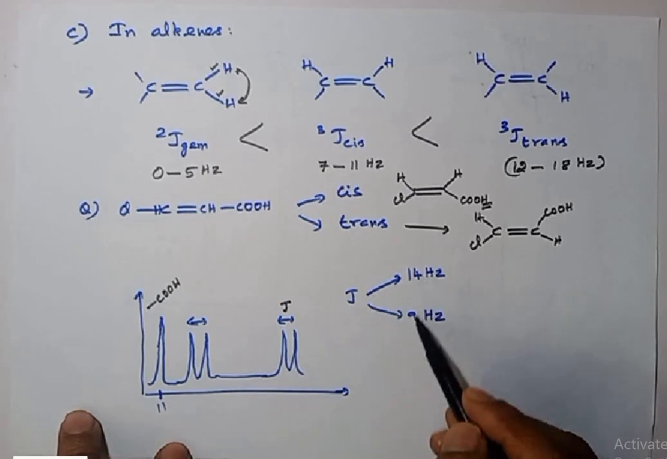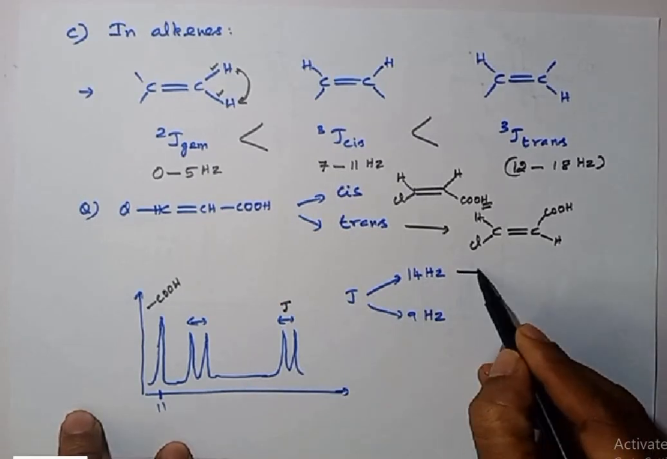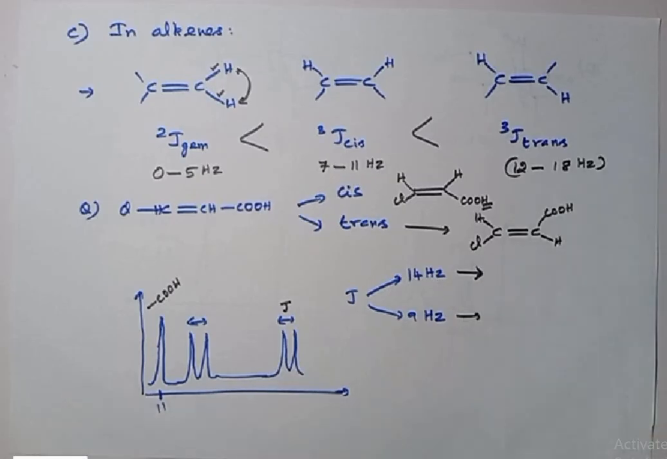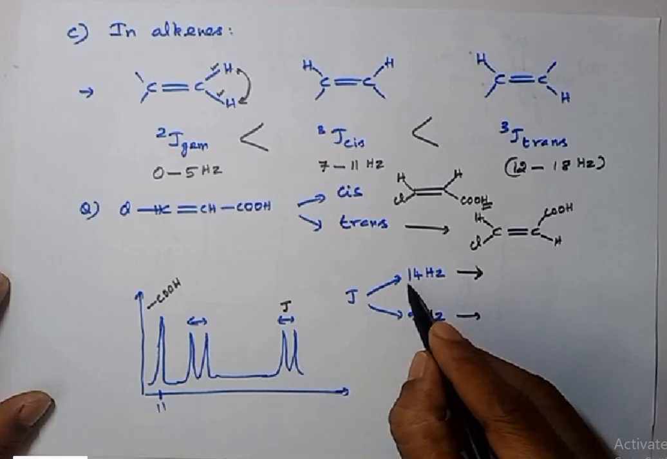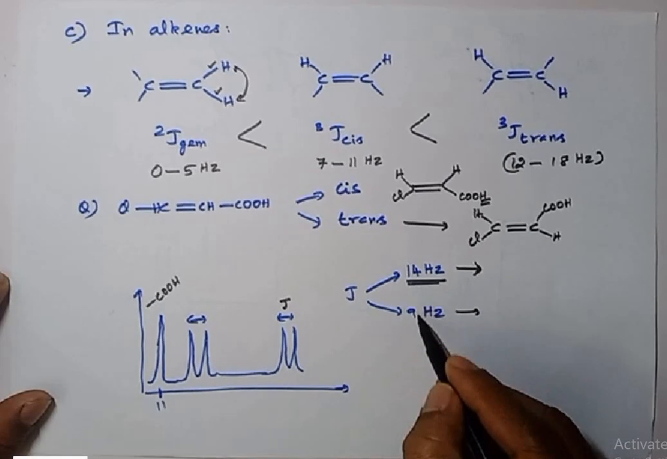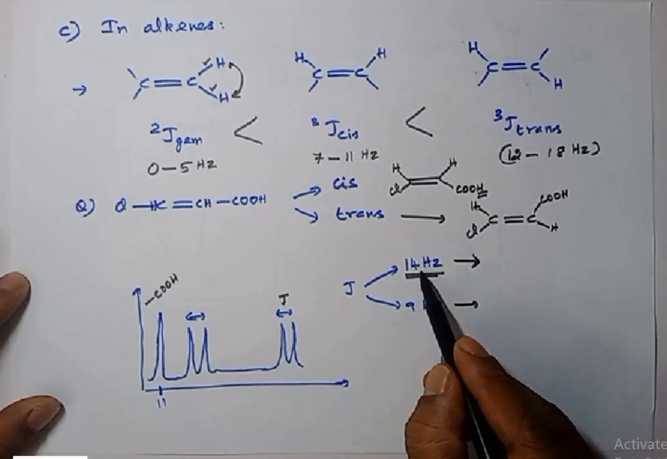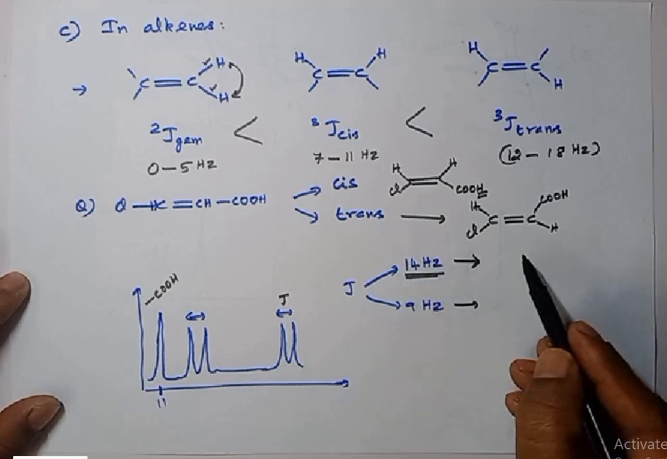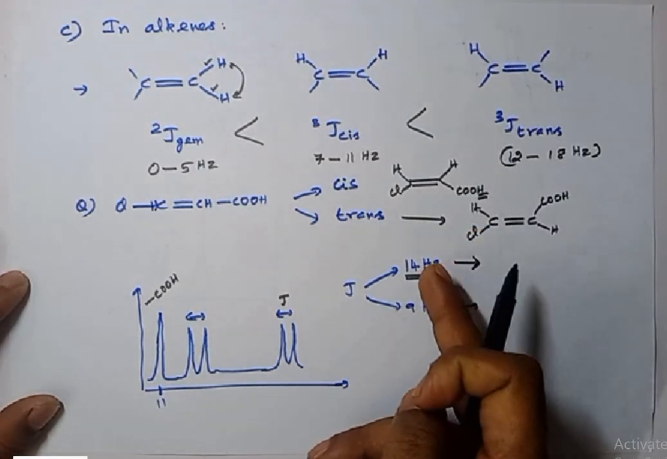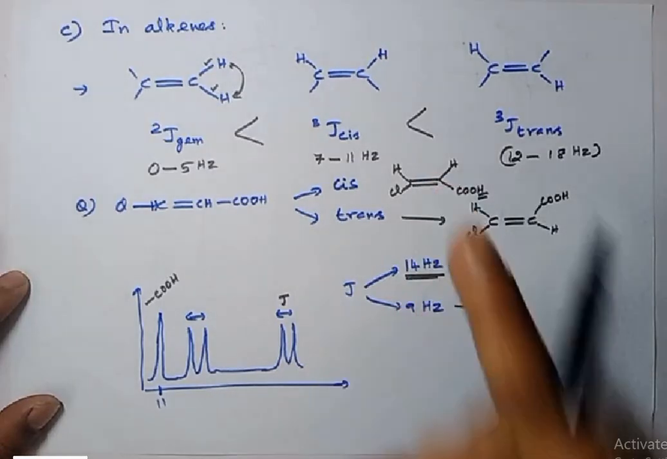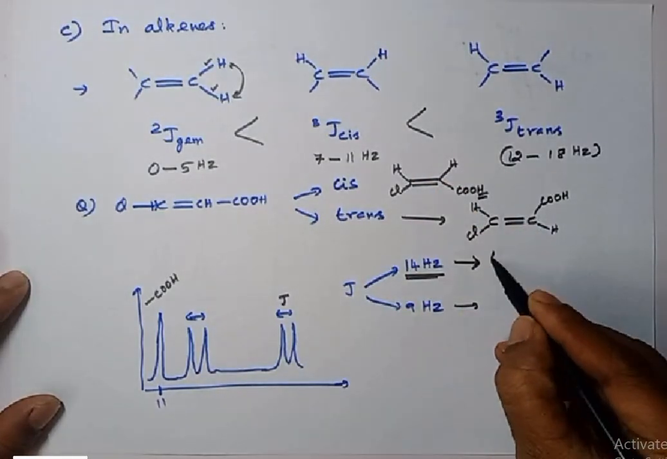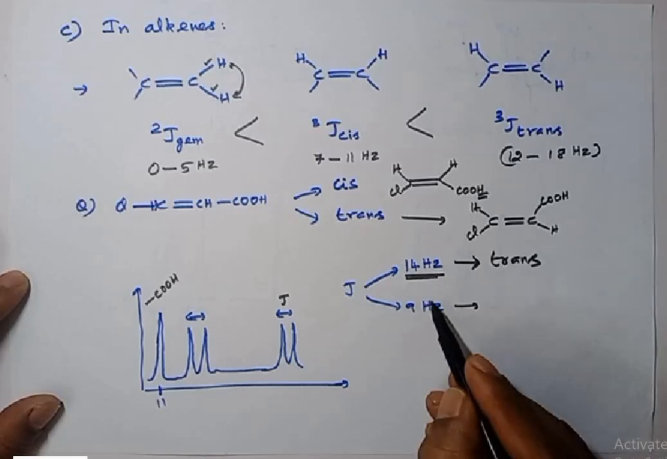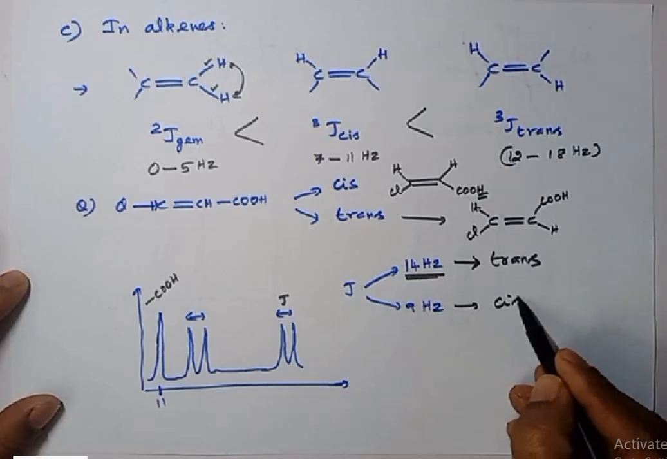See, I have given two coupling constant values. Can anyone tell me which coupling constant corresponds to which isomer? Just compare the two coupling constant values. Here I have 14 Hertz, a larger coupling constant, which implies that this should correspond to the trans isomer. And the lower coupling constant value corresponds to the cis isomer.